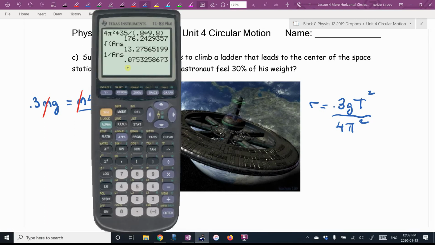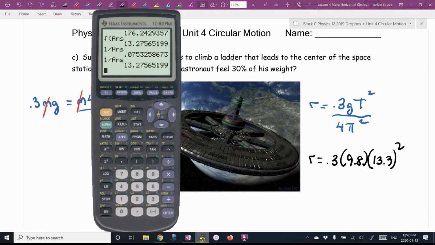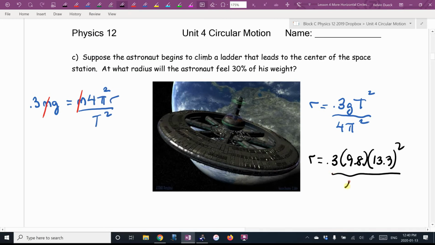I have right now the frequency on my calculator. Because I don't like retyping stuff, I'm going to take the reciprocal of that, and that gets me my period of 13.275, my answer button back again. And so I'm going to write 13.3, but I'm going to use my answer button. The radius is going to be 0.3 times 9.8 times answer button, 13.3 squared, divided by 4 pi squared.